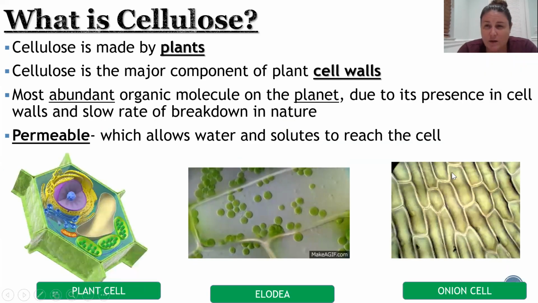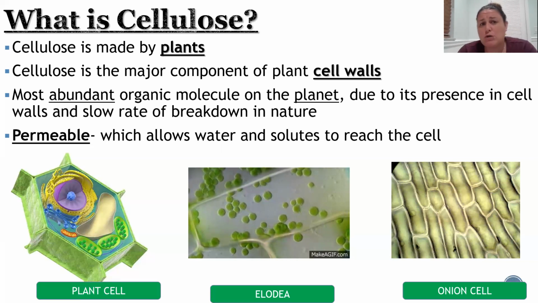The next polysaccharide that we're going to talk about is cellulose. Cellulose is made by plants, and it is the major component of a plant's cell walls. It is one of the most abundant organic molecules on the planet due to its presence in cell walls. Plants and things like algae have cell walls made out of cellulose, and they have a very slow rate of breakdown in nature.